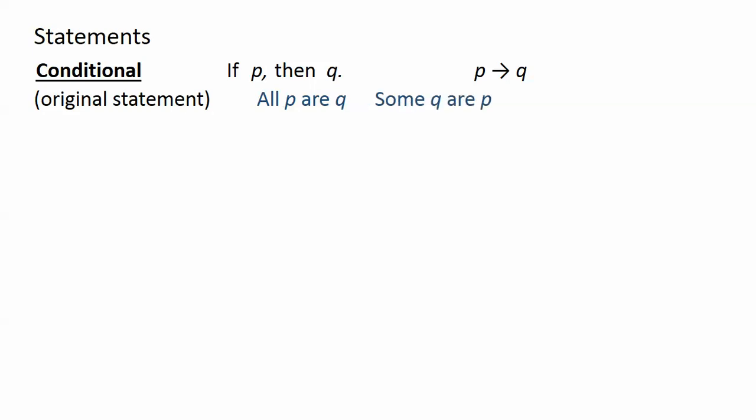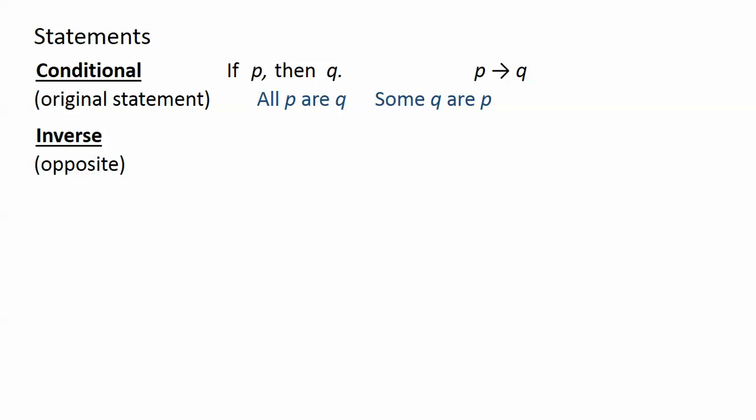Statements. Conditional, an original statement. If P, then Q. It's written P arrow Q. That arrow means if then. If P, then Q. This means that all P are Q, or that some Q are P.